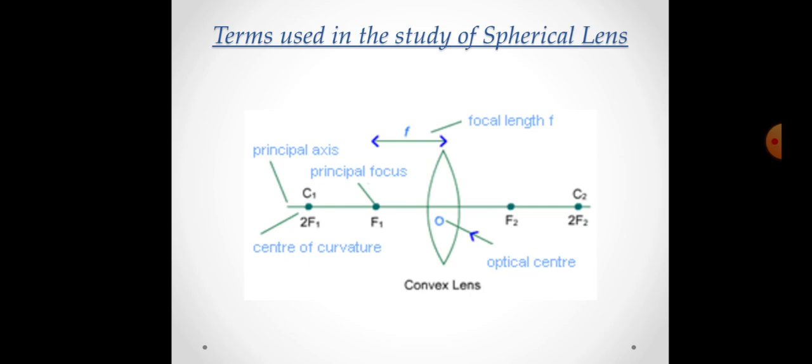Next, in this diagram you can see C1 represents your center of curvature and C2 is the second center of curvature. C1 can also be represented as 2F1. F is your principal focus about which we will study now, and this straight line passing through C1 and C2 is your principal axis. O is the optical center. Okay, in this diagram you can see all those terms are mentioned here.